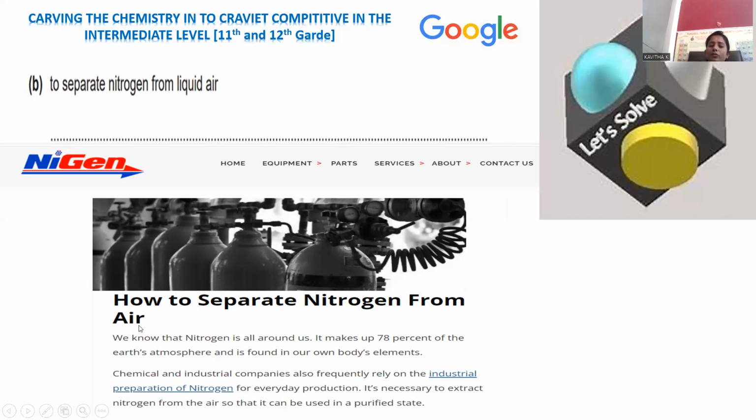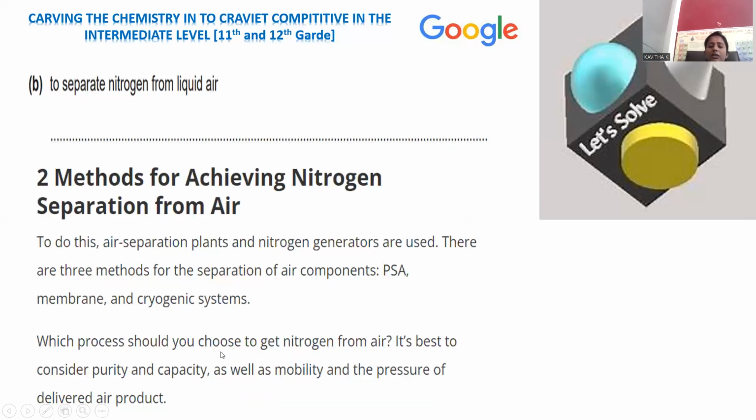Air is the mixture of all the gases including nitrogen, oxygen, carbon dioxide. Noble gases are also present in traces, right? So among all, around 78% contribution is by nitrogen only, right? So that nitrogen can be conveniently separated from the air. Okay, so let's see how it is possible, right? In order to achieve this nitrogen separation from the air, two methods are provided.